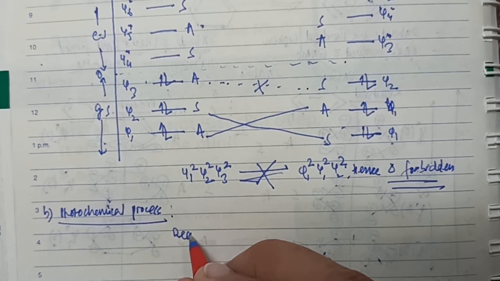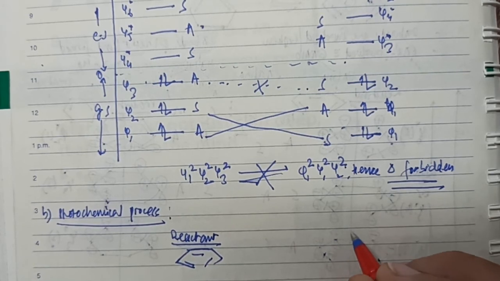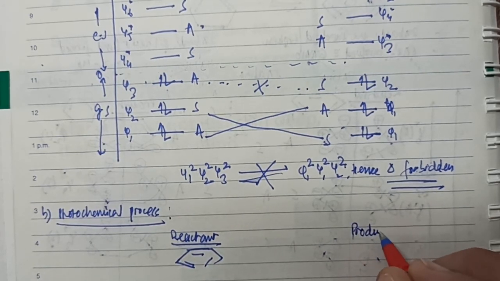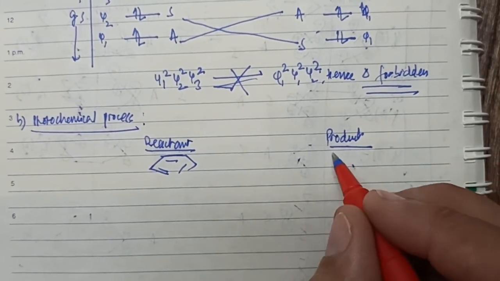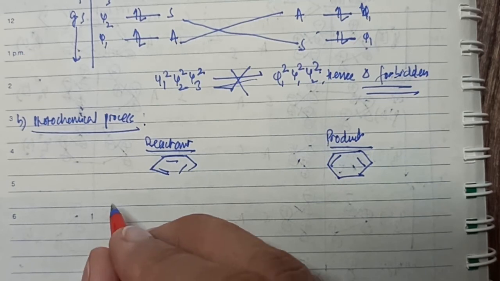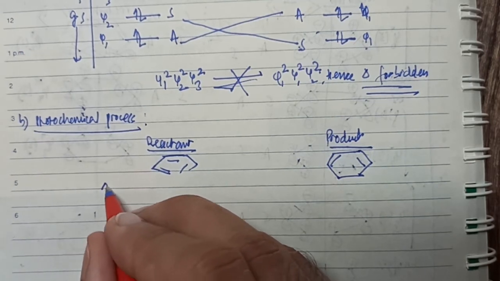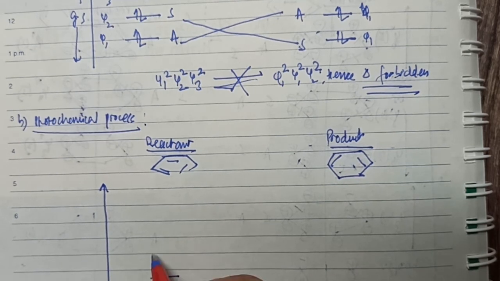This side we have the reactant, which one was what? Hexatriene molecule. On this side we have the product, which was cyclohexadiene. This one again we need to draw the orbital correlation diagram. Let's say this is psi 1, psi 2, psi 3, psi 4, psi 5 and psi 6.